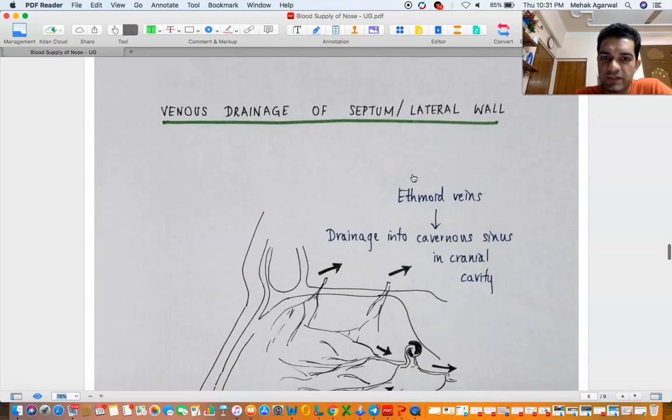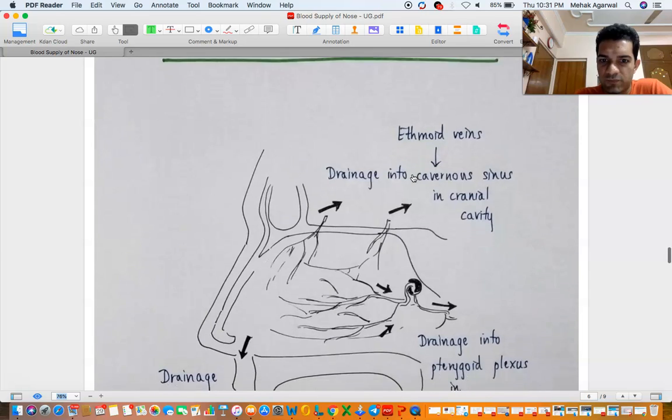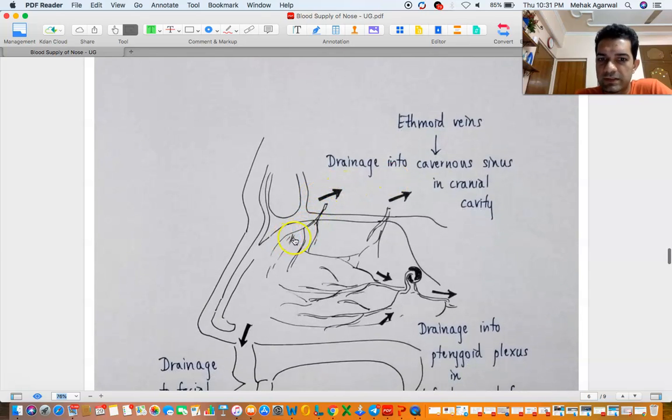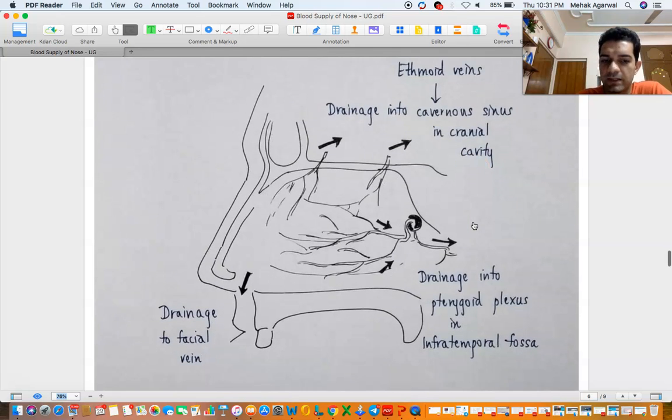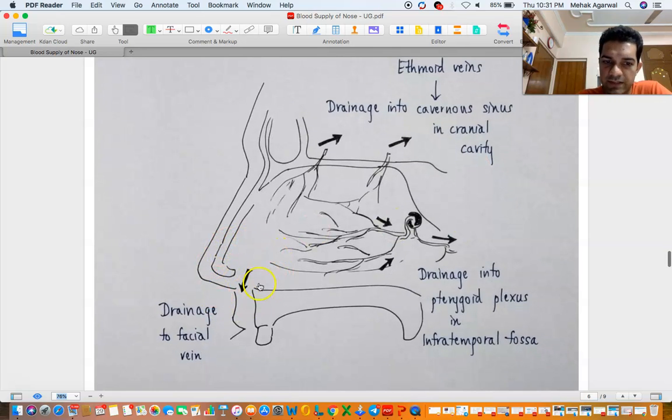Now moving on to the venous drainage of the septum. So these arrows denote the direction of blood. So these are the ethmoidal veins, the anterior and posterior ethmoidal venous system. The blood drains like this in upward direction, and it goes into the cavernous sinus, that's in the cranial cavity. Now in this anteroinferior area, the blood drains into the facial vein, and more posteriorly, the blood drains into the pterygoid plexus and infratemporal fossa.